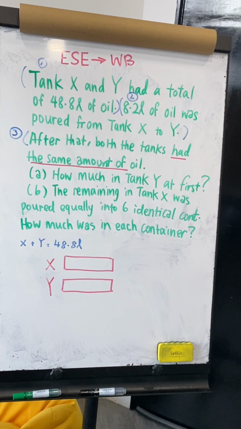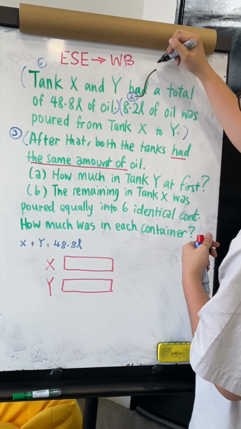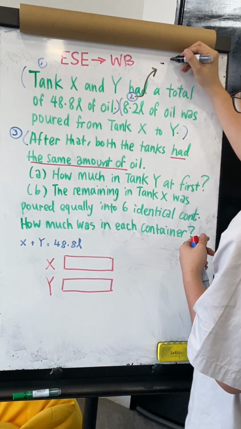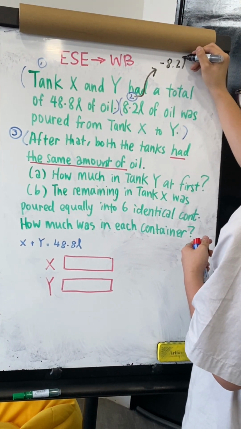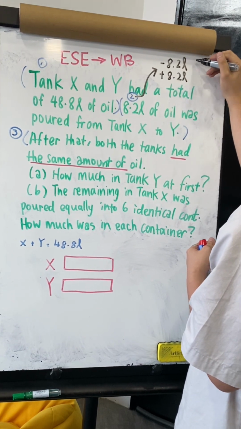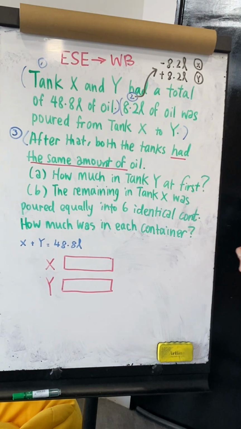Let me just say this again. What is the question trying to tell us? I'm going to write it over here. I took out from X, so I minus from X. Can you all see this? And then I plus to Y. Make sense? This is from X, this is from Y. I took out from X so that I can put into Y.